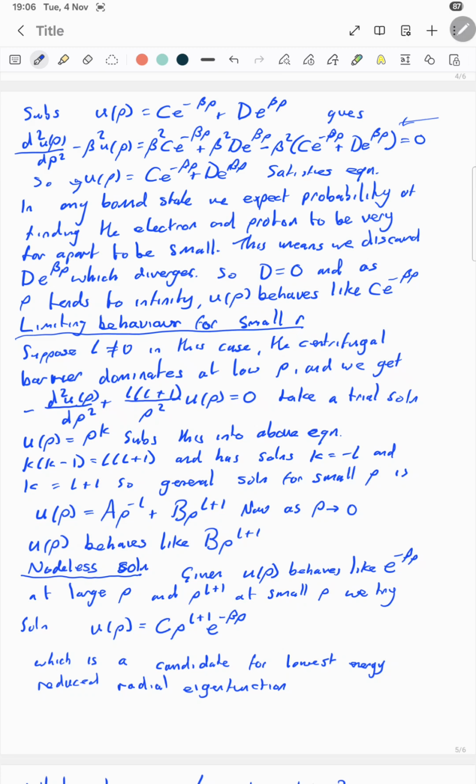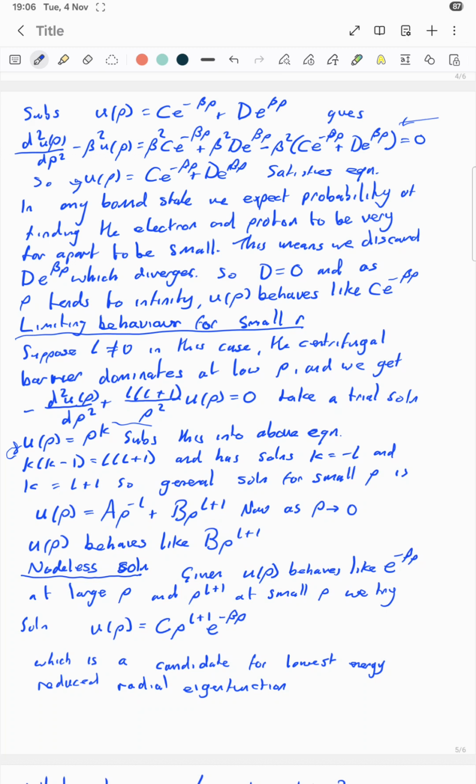Now we go on to limiting behavior for small r. Suppose L does not equal 0 in this case. The centrifugal barrier dominates at low rho, and we get this. We take a trial solution. We come across some flawed logic going through these calculations. I'll point it out in a bit.